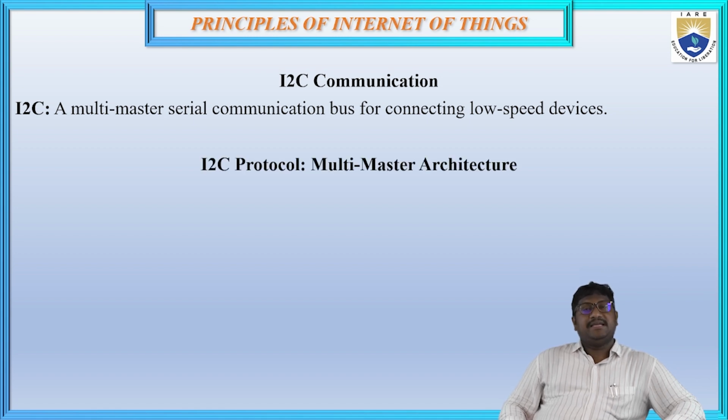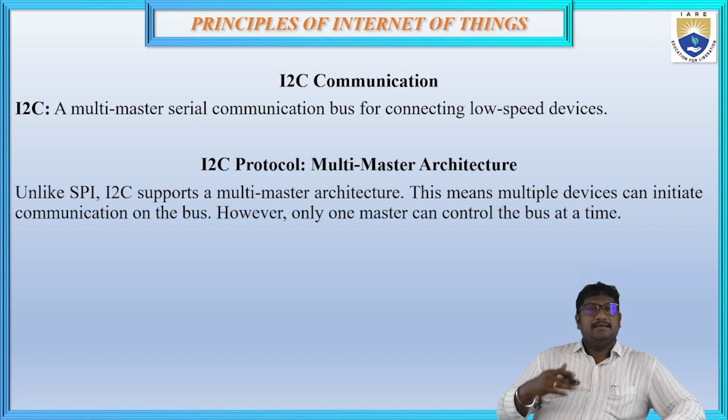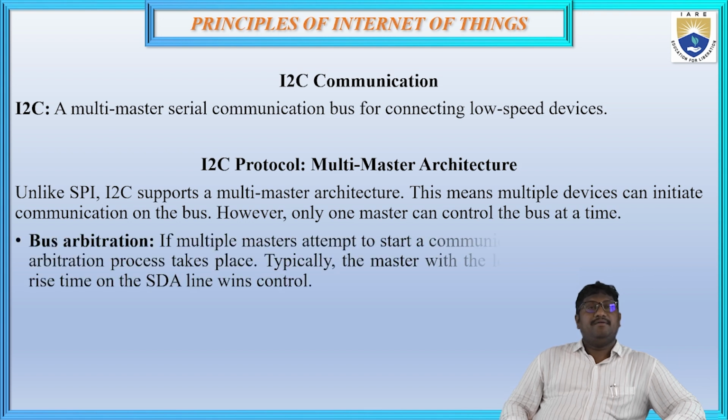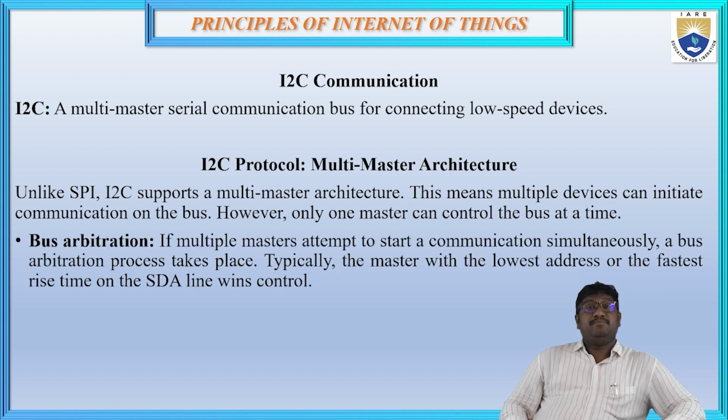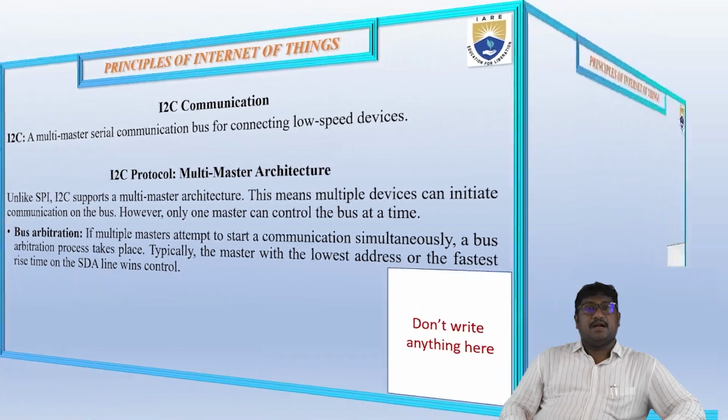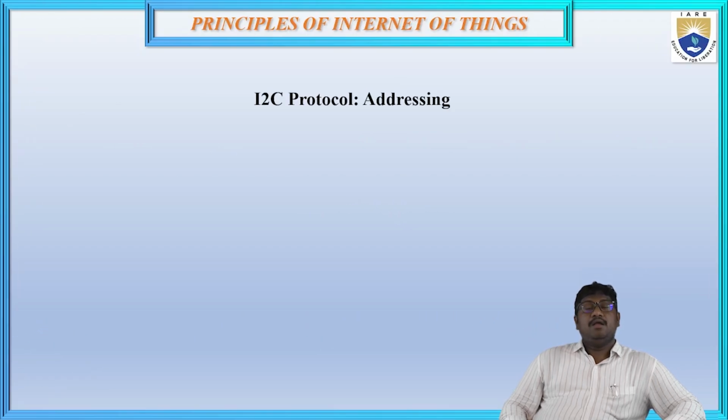The I2C protocol has a multi-master architecture, unlike SPI. I2C supports multi-master architecture, which means multiple devices can initiate communication on a bus. Here, only one master can control the bus at a time. However, if multiple masters attempt to start communicating simultaneously, the bus arbitration process takes place. The master with the lower address or the fast rise time of SDA wins control. This is how I2C controls things.